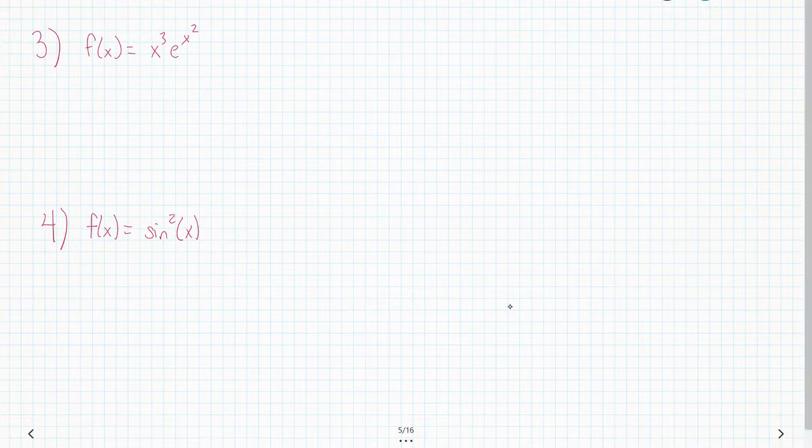f of x equals x cubed e to the x squared. So first off, we have e to the x equals the summation n equals 0 to infinity. This is the nice one for us. It's x to the n over n factorial. It's kind of our bread and butter one that we use oftentimes.